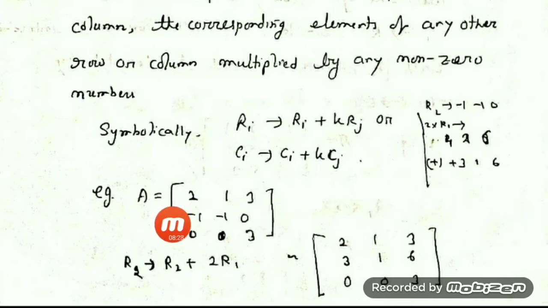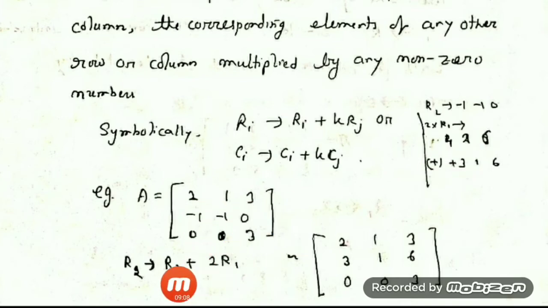Suppose I am taking a matrix, say 2, 1, 3, minus 1, 0, 0, 0, 3. Suppose I want to change row 2, then you have to write here row 2. Row 2, suppose I want to multiply row 1 by 2, and then it is added. So you see, I am writing the results here as rough work. What is your row 2? I am writing first minus 1, 0, minus 1, 0. Then what do I want to do? 2 into r1. That means r1 we multiply by 2. This is your r1, 2, 1, 3 multiplied by 2. It becomes 4, 2, 6.